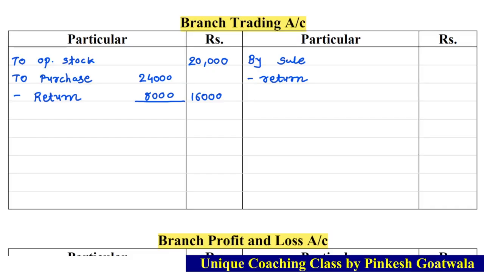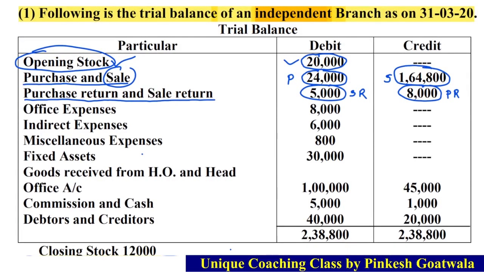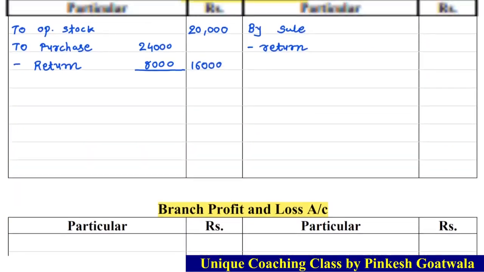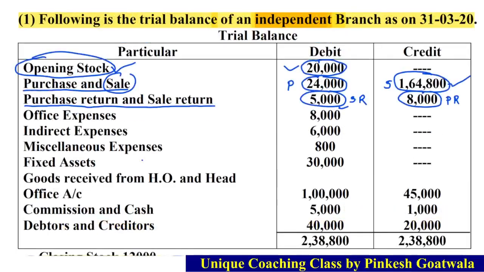Sell minus return, and its amount: sell 1,64,800 and sell return 5,000. So 1,64,800 and 5,000, less return, the final amount is 1,59,800. Clear?